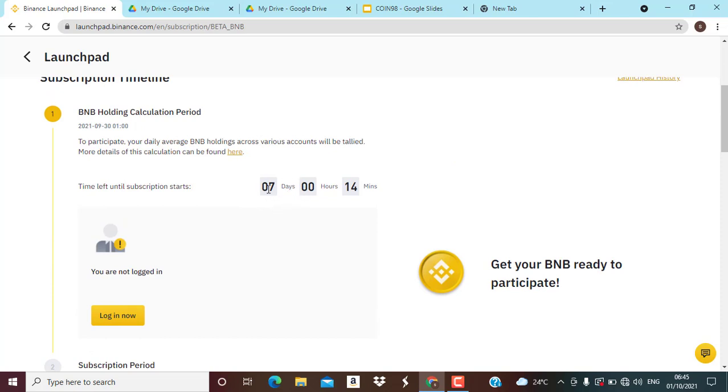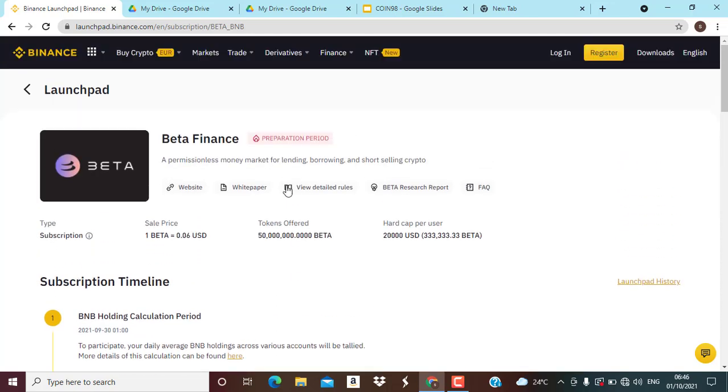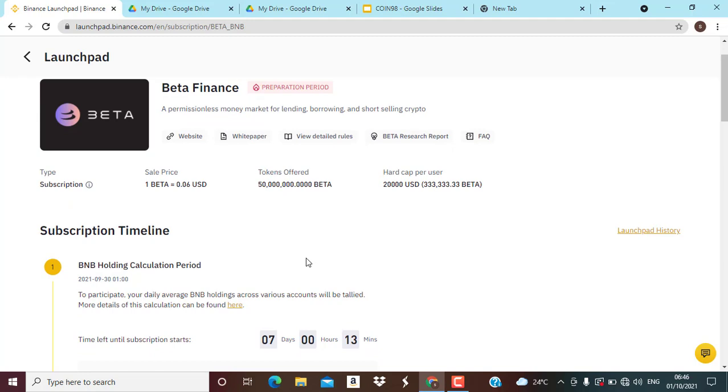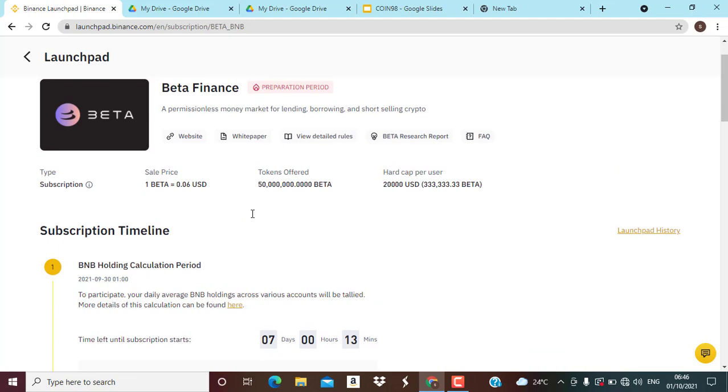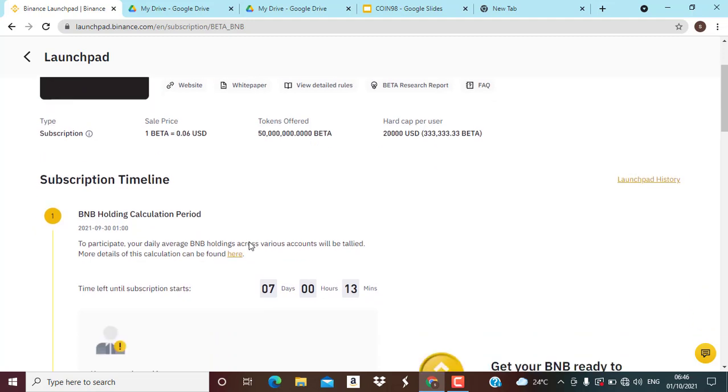If you don't have BNB in your account, you can buy BNB as well. Now remember that the quantity of Beta Finance you can buy is subject to the quantity of BNB you are holding. So if you are holding little BNB, from the Binance calculation during the BNB holding calculation period, you will be given an allocation in relation to the quantity of BNB you are holding. So if you are holding small BNB, you are going to be given a small quantity of this very token. Now if you are holding a large quantity of BNB, you will be given the opportunity to buy more of this token.